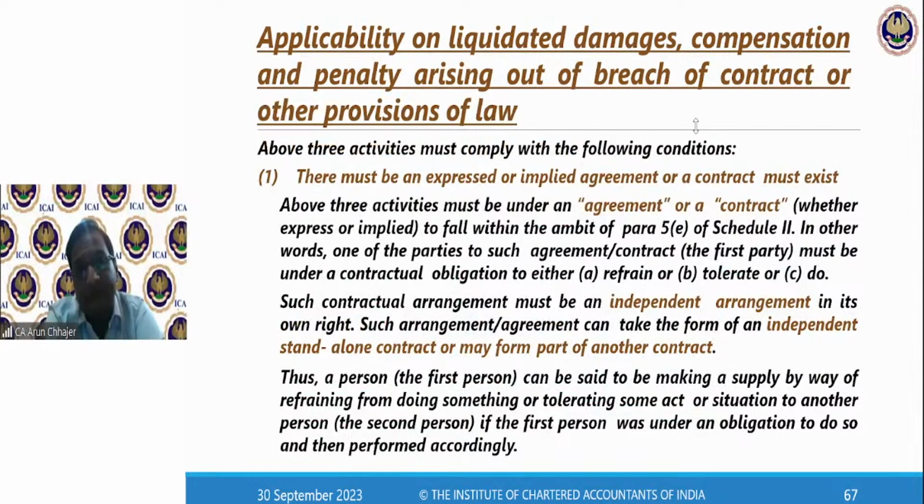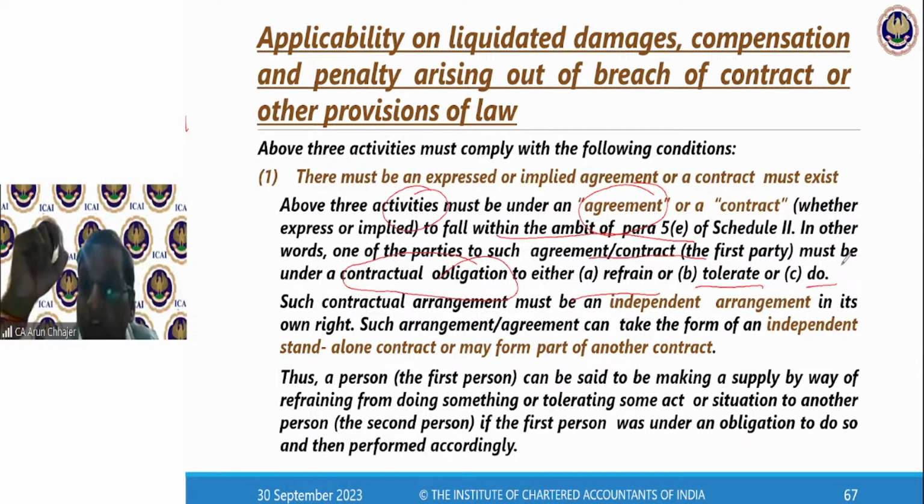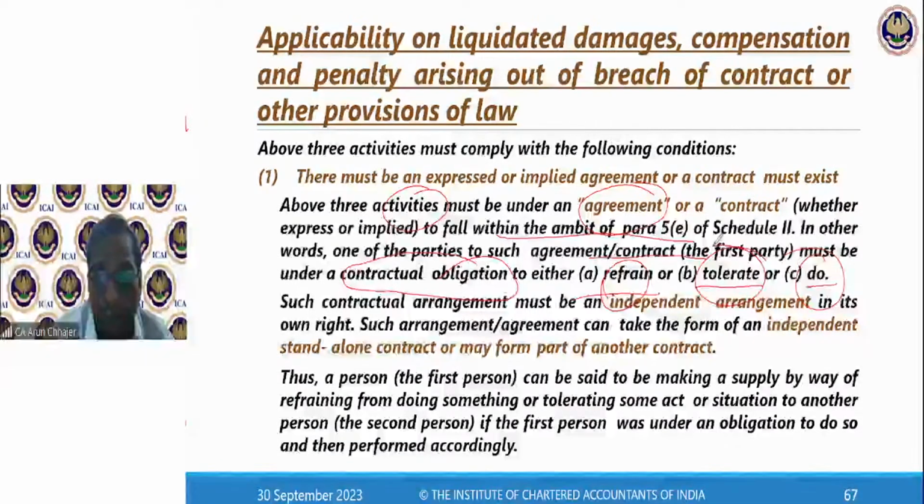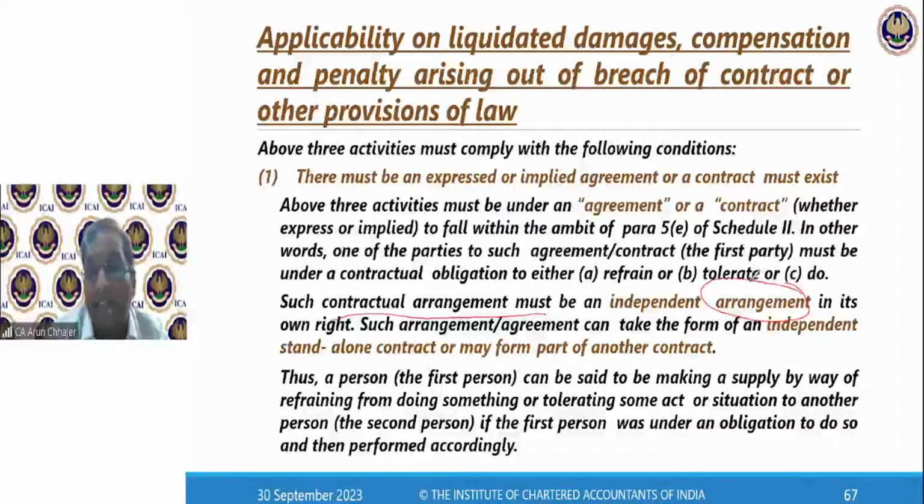They have clarified that all the above three activities must be under an agreement or a contract. It can be expressed or implied to fall within the ambit of para 5 clause E of schedule 2. In other words, one of the parties to such agreement must be under the contractual obligation to either refrain, tolerate or do. Repeating once again, the activity which they are refraining from, doing or tolerating should be by one of the contractual parties. Now, next point, such agreement should be independent in its own right. Such an arrangement or agreement can take the form of an independent standalone contract or may be part of another contract.